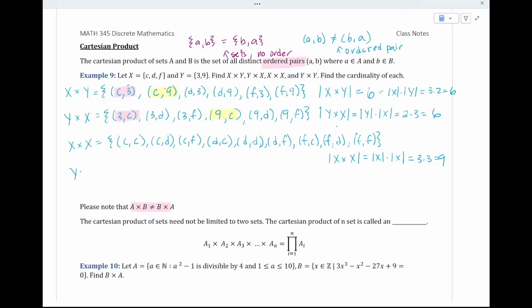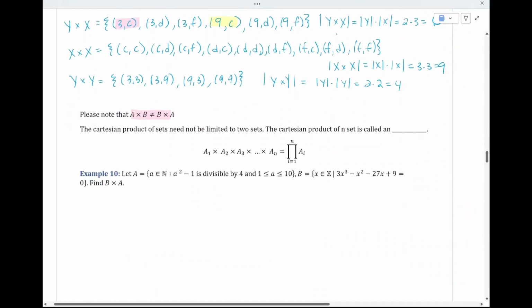Last one is Y cross Y. Y cross Y is going to be (3, 3), (3, 9), (9, 3), and (9, 9). This one is shorter because Y only has 2 elements. So the cardinality of Y cross Y is the cardinality of Y times the cardinality of Y, 2 times 2, which is 4. So here we've done every combination of Cartesian product for this one. And we've done all the cardinalities. We've done a lot of work today.